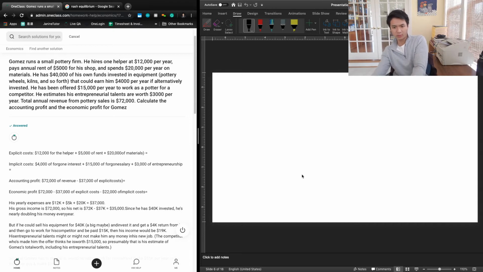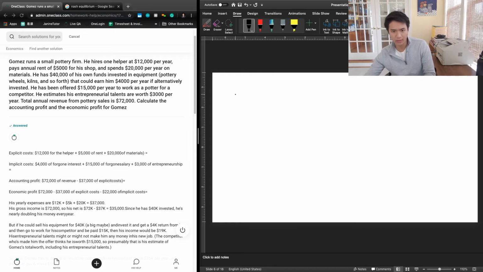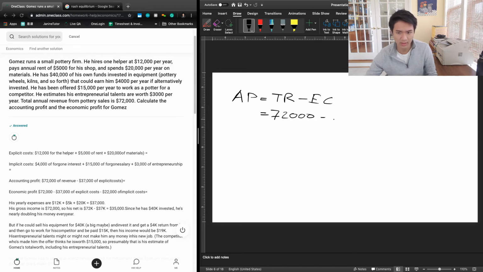And so what we can really see happening here is that we're dealing with accounting profit first and then economic profit second. So like we said before, accounting profit refers to total revenue minus explicit costs. For total revenue here, we have total annual revenue from pottery sales is $72,000. So you have $72,000 minus explicit costs. So let's start from the top. He hires one helper at $12,000 per year. So that's wages. So that's an explicit cost.